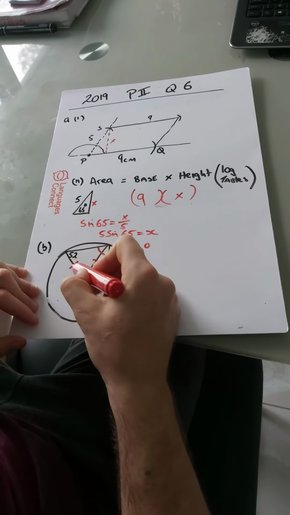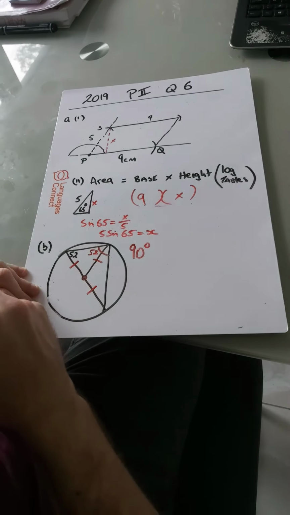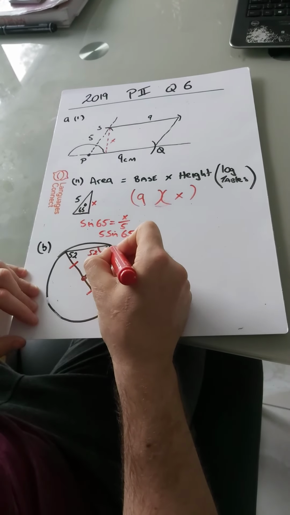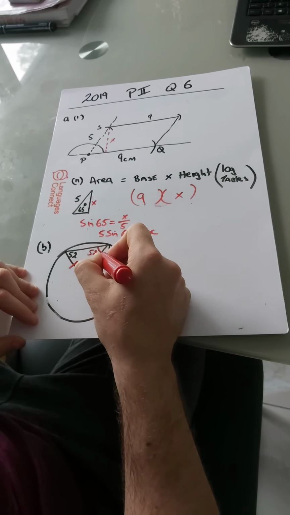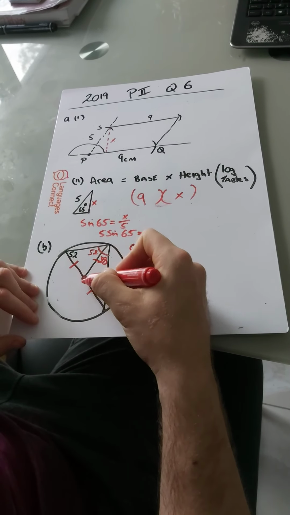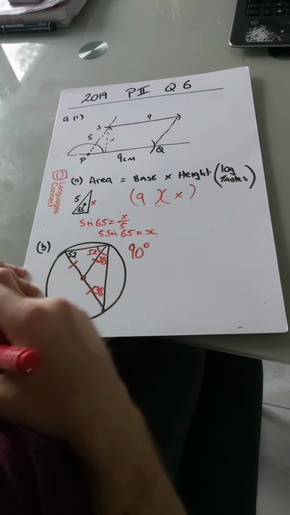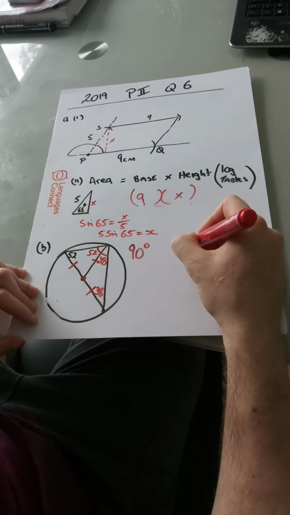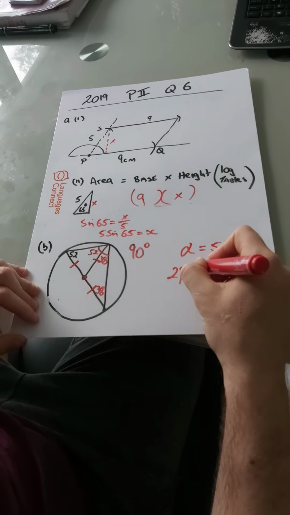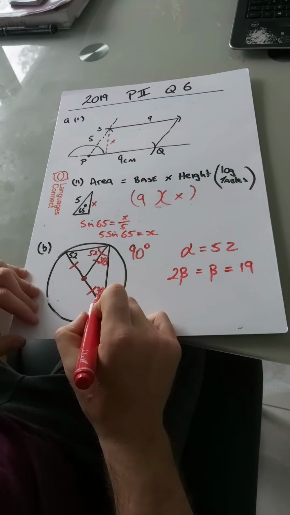That makes this an isosceles triangle, which means that there has to be 52. That also means, because this whole lot has to be 90, I now know that this angle in here has to be 38. And notice this is an isosceles triangle as well, so these two angles are the same, opposite two equal sides. So that's 38. The answer to this question is alpha is 52. But remember, it was 2 beta down here, so beta is equal to 19, because twice 19 gives me 38.